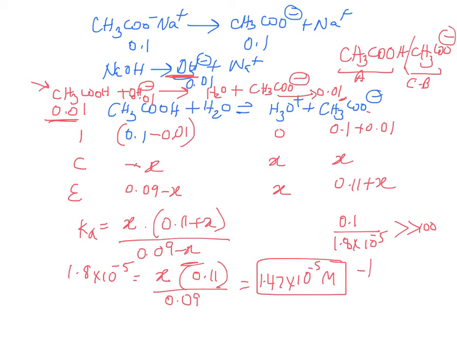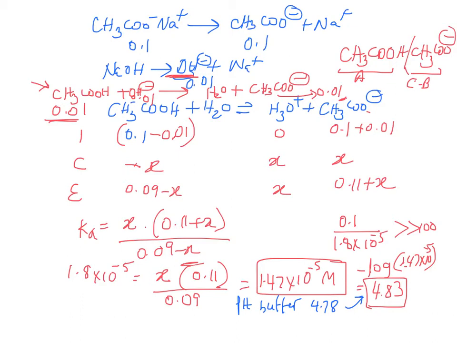So if you take the negative log of this number, 1.47 times 10 to the negative fifth, that's going to give you a value of 4.83. Recall, the pH of the buffer was 4.78, and it only rose up to 4.83 in spite of adding the 0.01 moles of the base.